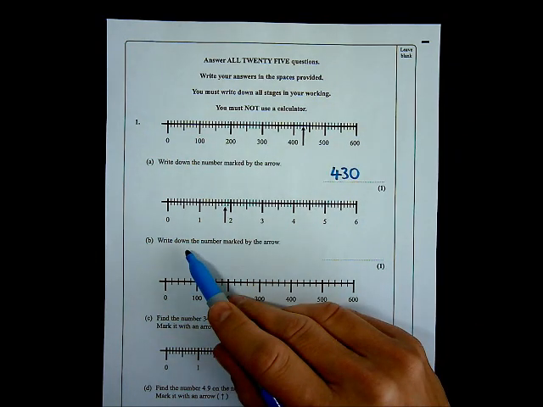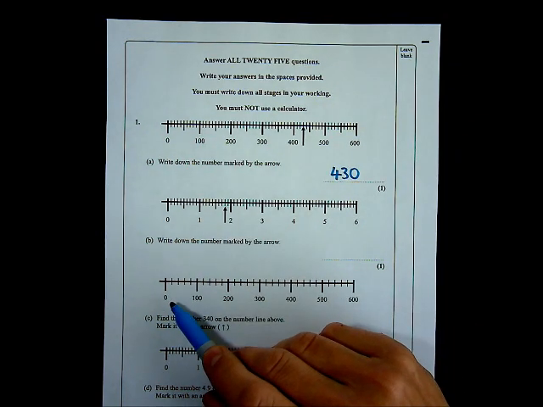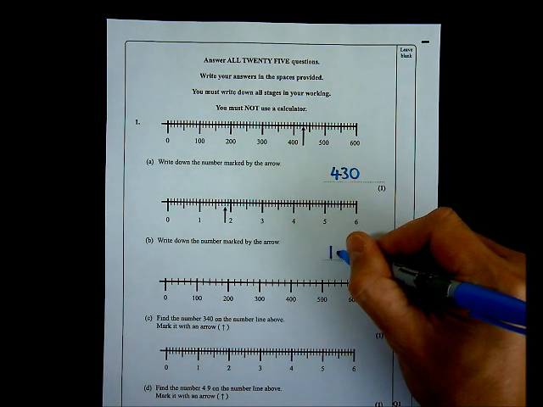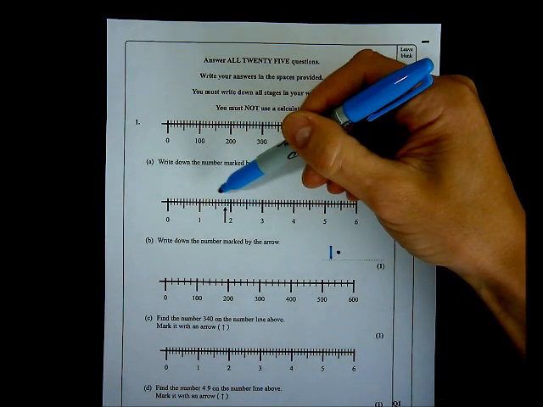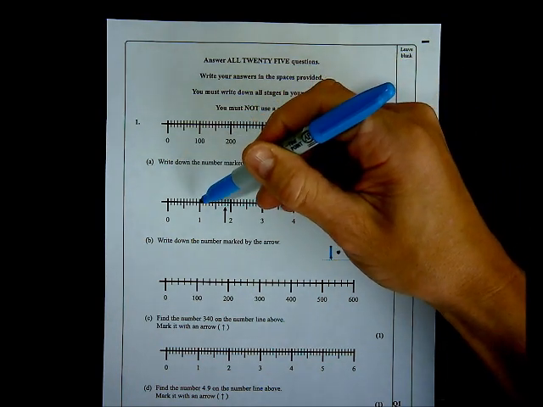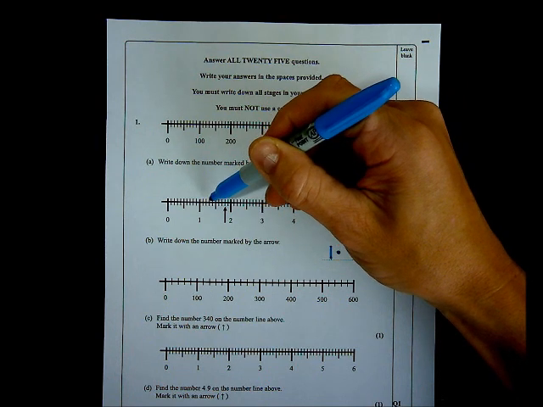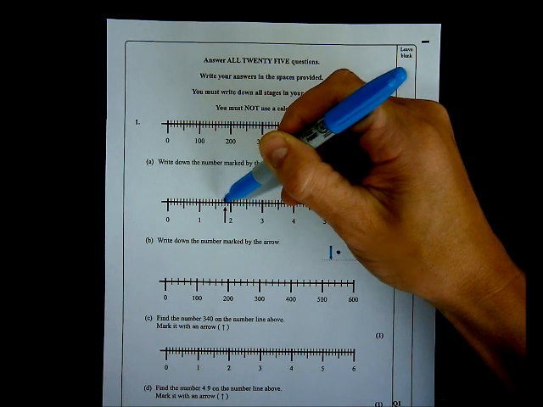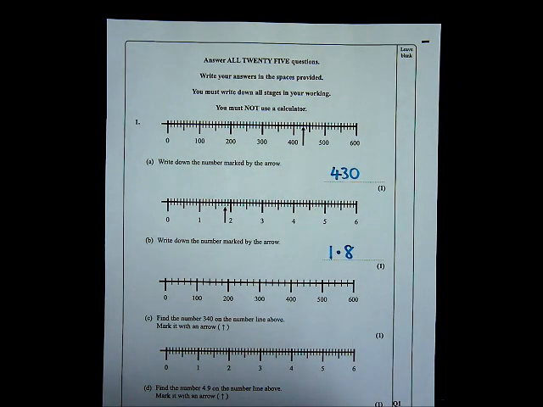On part B again, I need to write down the number shown by the arrow, so I know it's in between 1 and 2, and therefore it's going to be 1 point something. And again, I'm going to try and see what my scale goes up in. I think it might be 0.1, so I'm going to count the 0.1s. 1.1, 1.2, 1.3, 1.4, 1.5, halfway, it looks good, 1.6, 1.7, 1.8. So that would be 1.8.